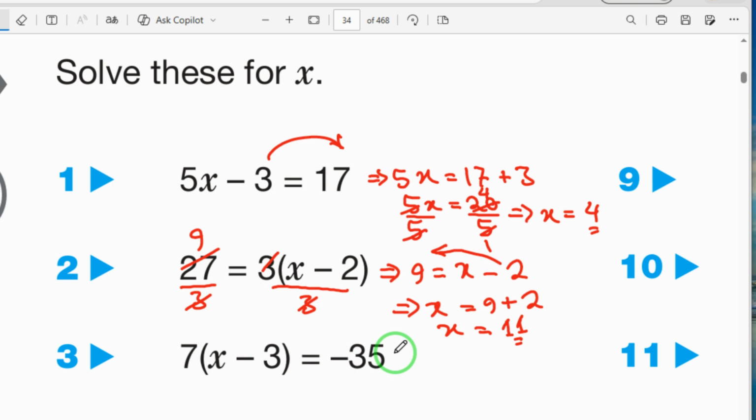Usually or typically we write the variable or unknown in the left side.